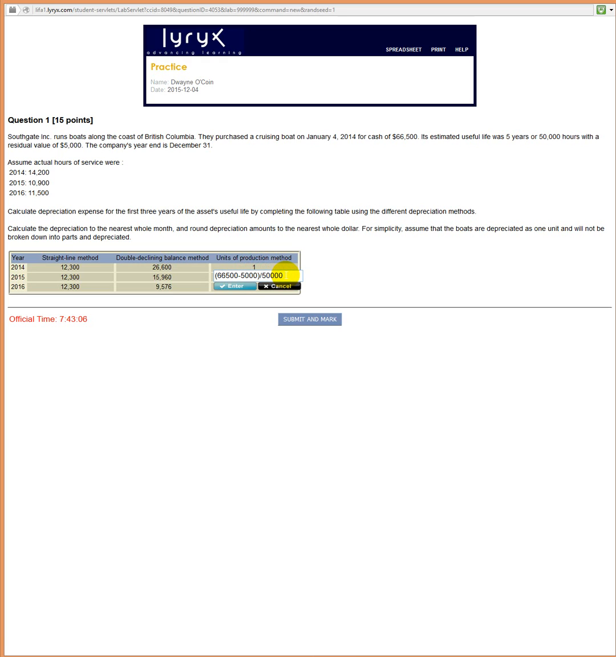But we would take that rate, and we multiply that by the number of hours used in the first year, 14,200. And then we can drag that down and just replace the number of hours used. So go to the end, backspace a few times, and put in 10,900, and go to the 2016. Go to the end, backspace a few times. 11,500 hours were used in 2016. So there we go.